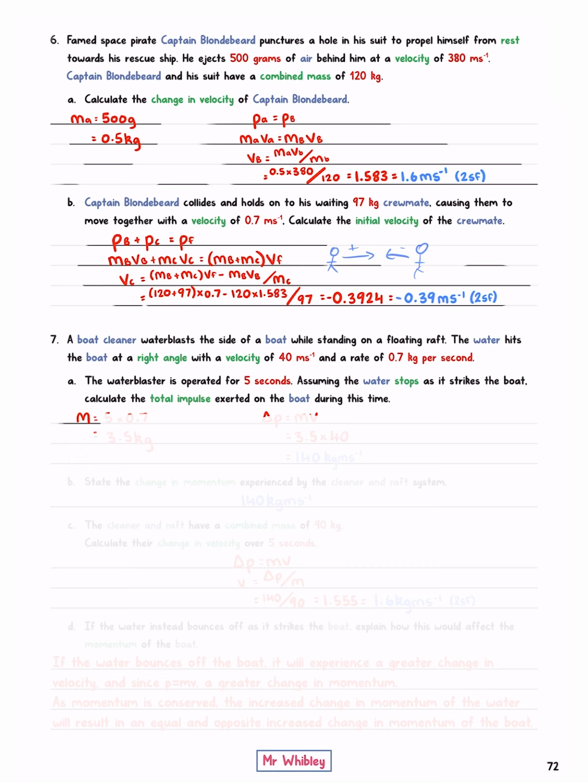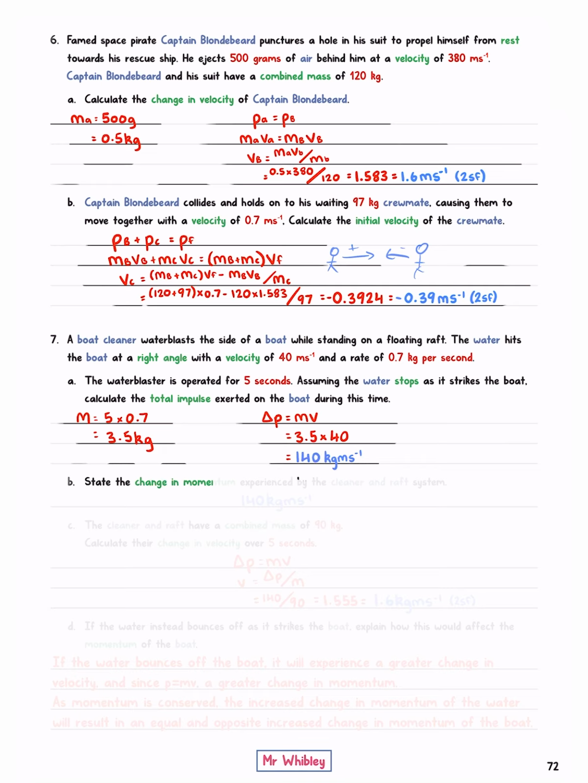We know that we have a mass of 0.7 per second, and if we have 5 seconds, we just multiply this by 5 to find a total mass of 3.5 kilograms. And now to find our impulse, we can use that equals mass times velocity, where we know the mass, and we know the water's velocity, which gives us 140 kilogram meters per second.